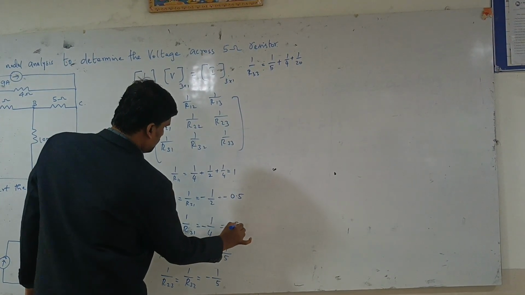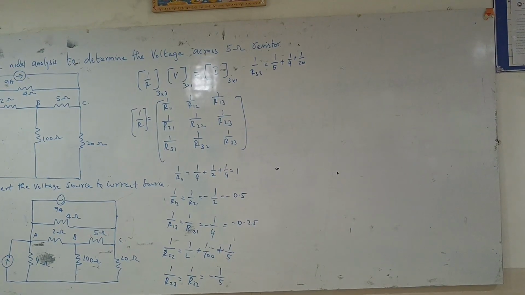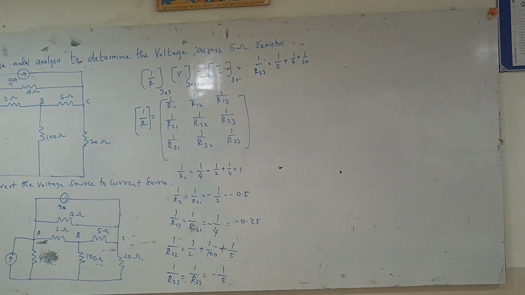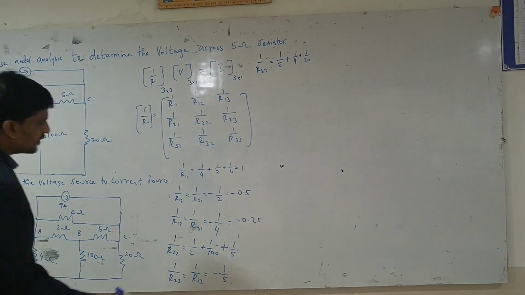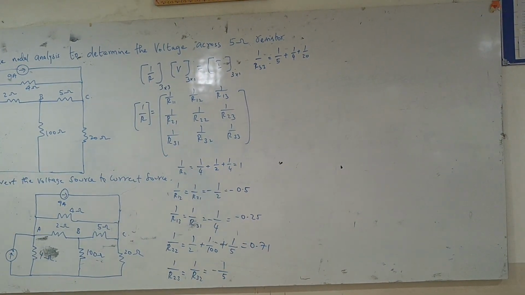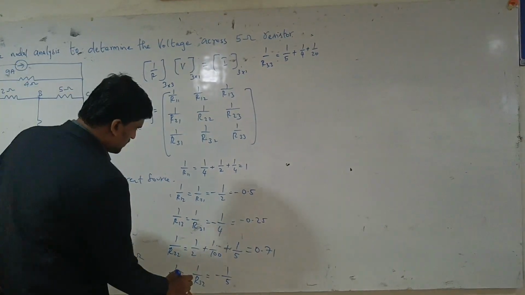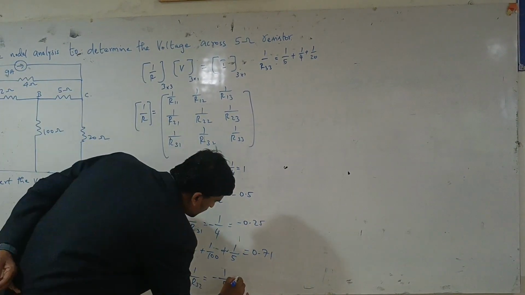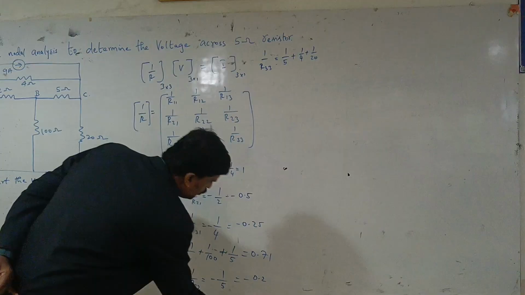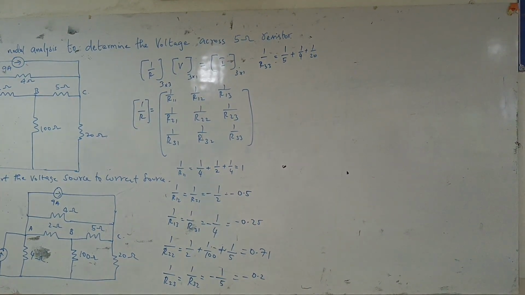This is minus 0.25, and R22 is 0.71. Next one, R23 is minus 0.2, and finally R33 it is 0.5.